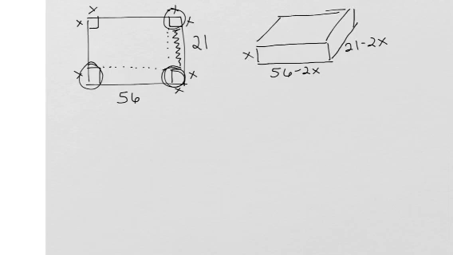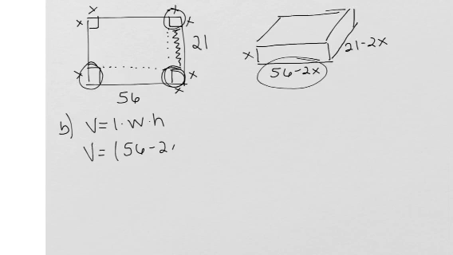For part B, we are asked to write a formula for the volume. Volume is length times width times height. Our length, as we showed right here, is 56 minus 2x. Our width is 21 minus 2x. And our height is x. If this is the most you understand from the problem, you've mastered the stuff that we expect you to know.